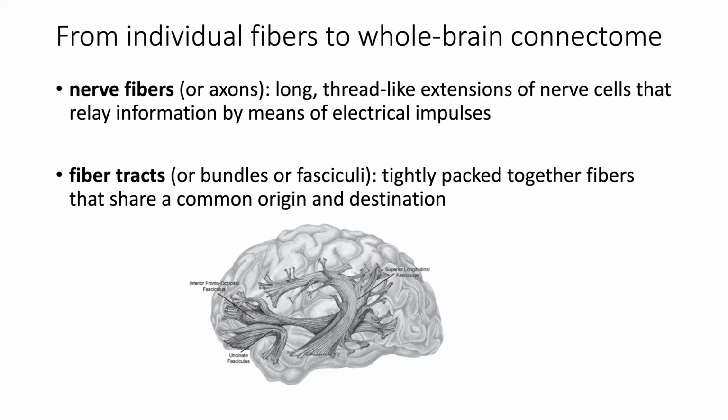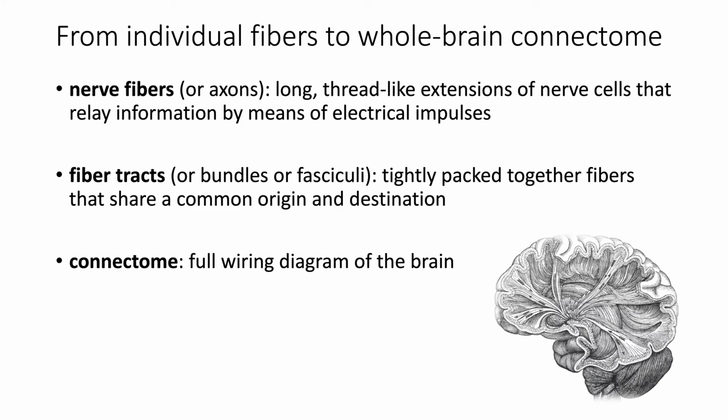Together, these fibers are tightly packed into fiber tracts, bundles or fasciculi, which are bundles of fibers that share a common origin and destination. At the highest level, we have what is called the connectome, or the full wiring diagram of the brain. Capturing this connectome can be considered the ultimate goal of fiber tracking, because it has the potential to provide unprecedented insight not only into the brain's architecture, but also into its function.